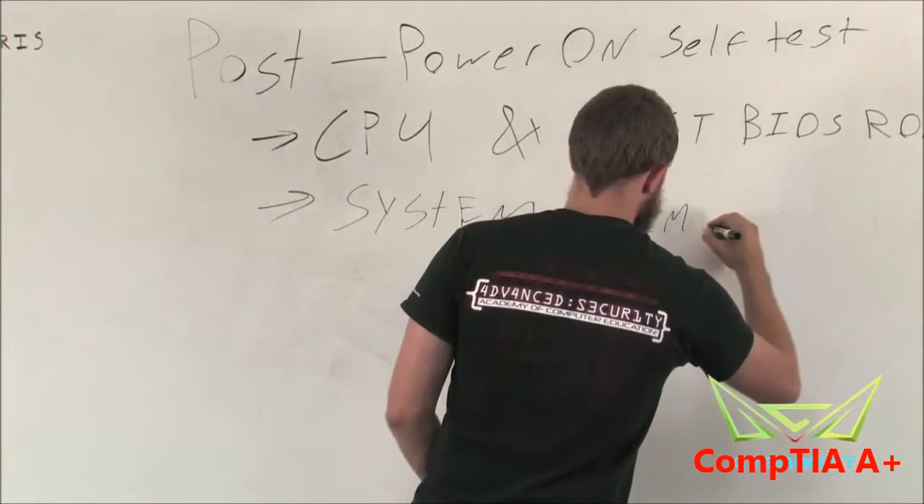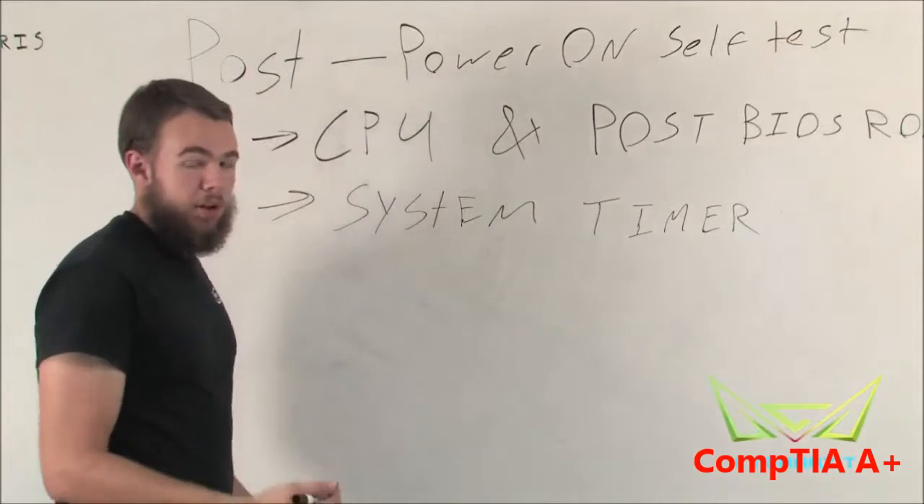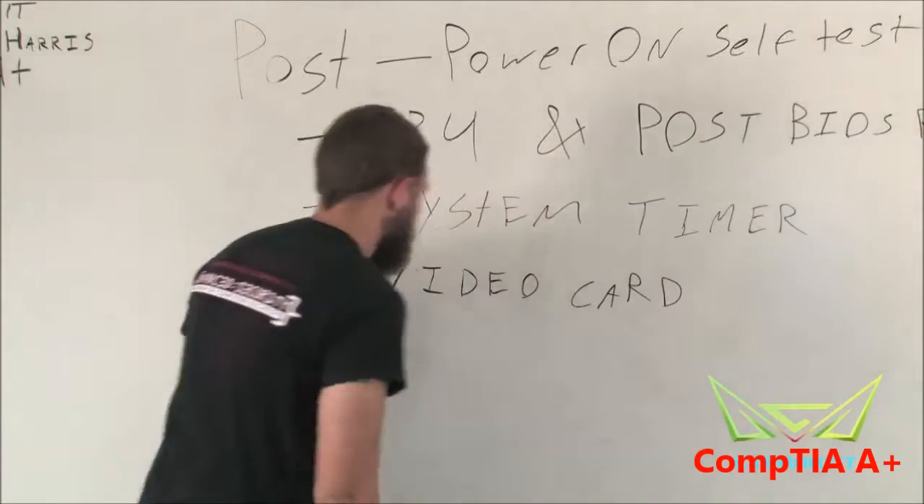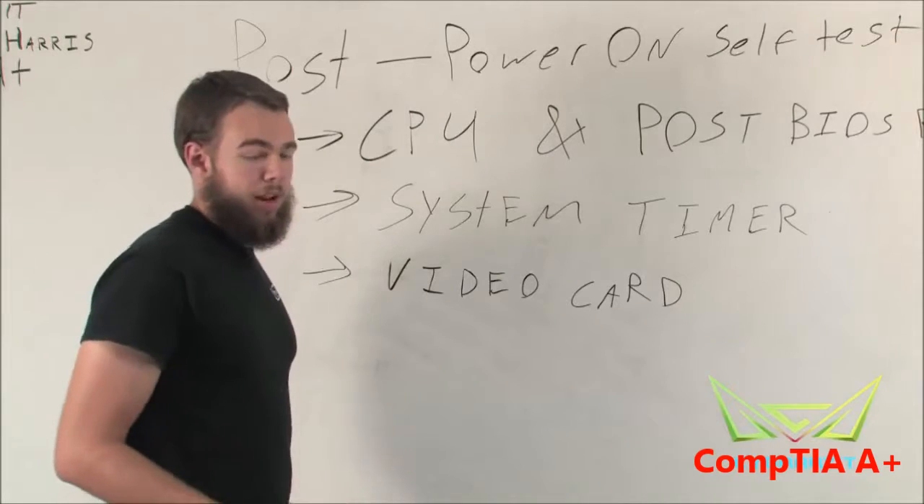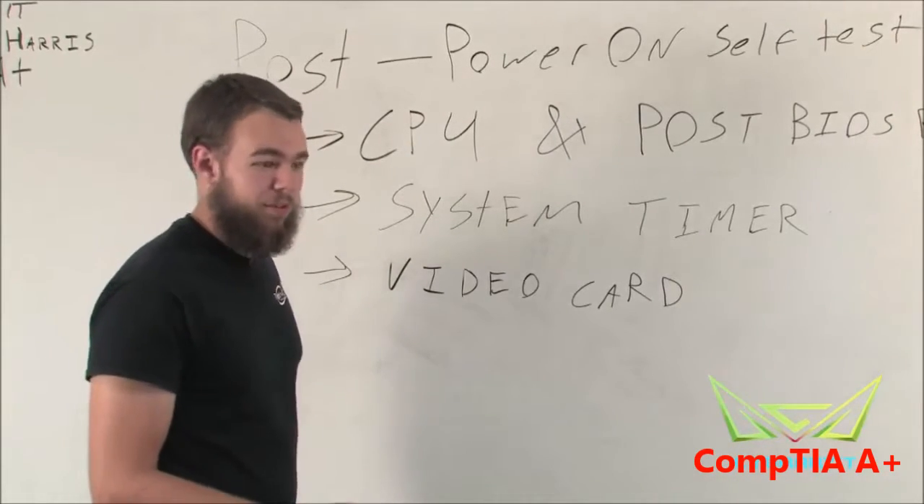Now our next step after here is going to be our system timer. We'll initialize our system timer, get it going, and make sure that it's functioning properly. Now we'll have our video card. And of course our video card's going to allow us to see output. And if that fails and we can't see output, then that's a good reason for the POST to stop.